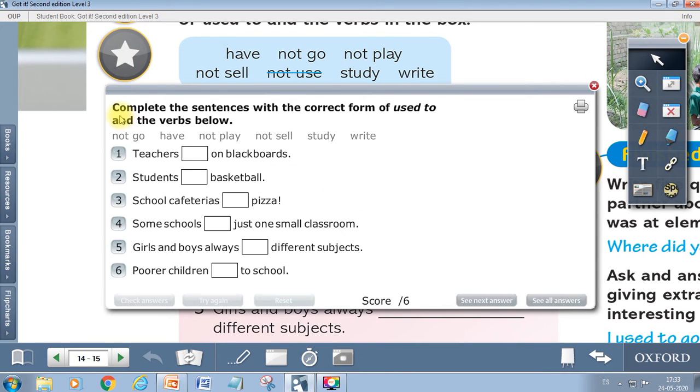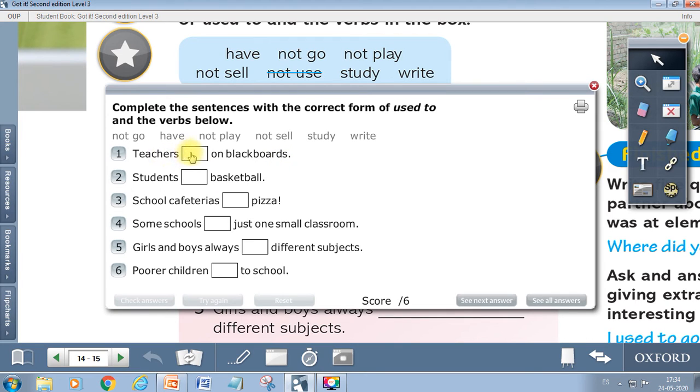Let's look at the instruction. It says, complete the sentences with the correct form of used to and verbs below. Por lo tanto, en cada uno de los cuadritos debemos utilizar estas acciones y combinarlos con used to. Lógicamente, si aquí aparece not, es porque es negativa. ¿Ok? So, let's see. Teachers, ¿cuál podría servir en este caso? Not go, have, not play, not sell, study, write. On blackboards. Blackboards means pizarras negras, las antiguas, las de tiza.